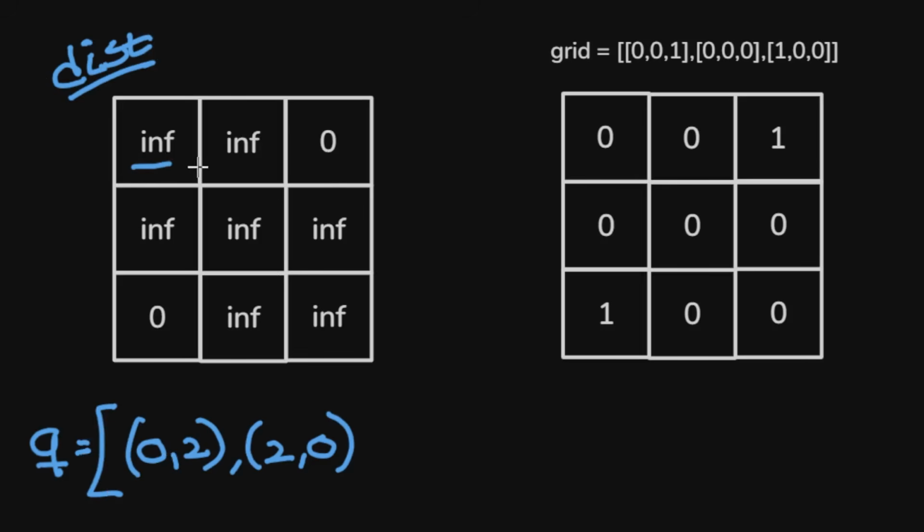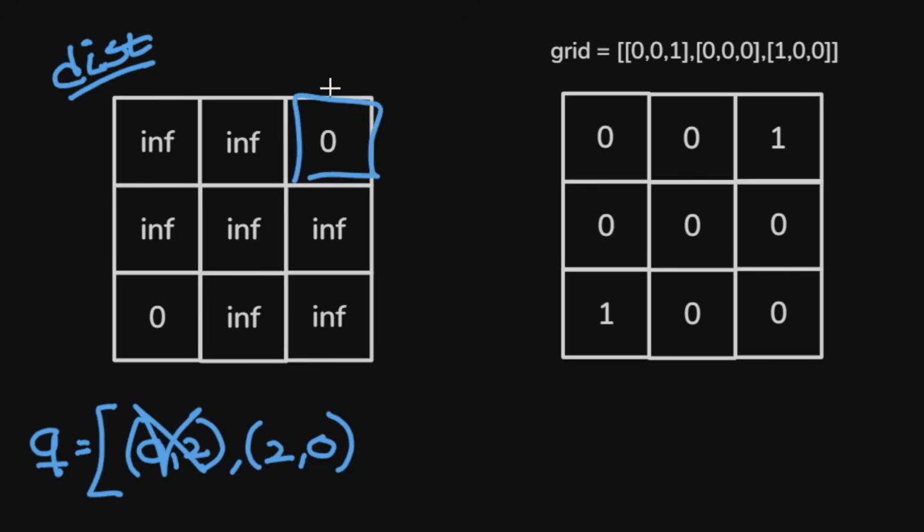Initially, every value in the grid is positive infinity except for the cells corresponding to thieves, because these are the sources. The distance from each source to each source is 0, so we start from 0 in these 2 cells. And we need to add the corresponding initial coordinates to the queue. We add 0, 2 and 2, 0. And we can say while we have something in the queue, we pop the leftmost element. So we start from 0, 2.